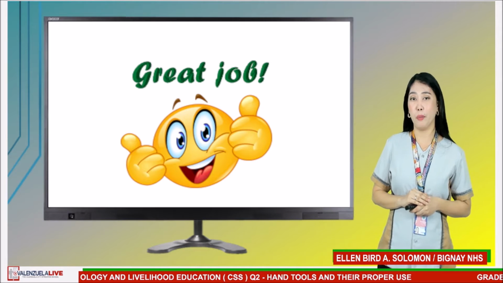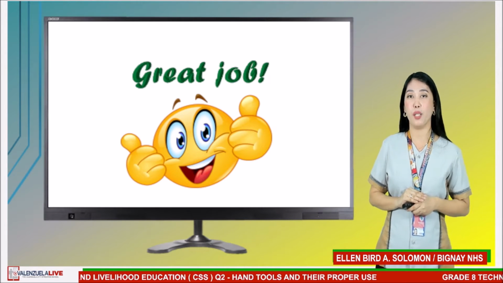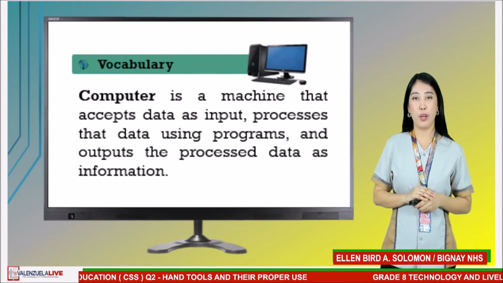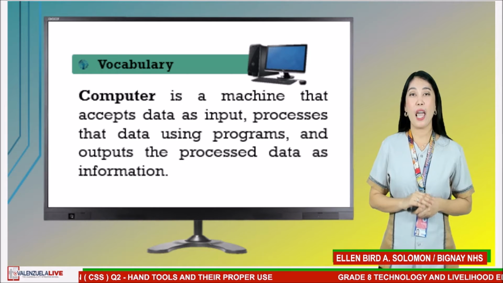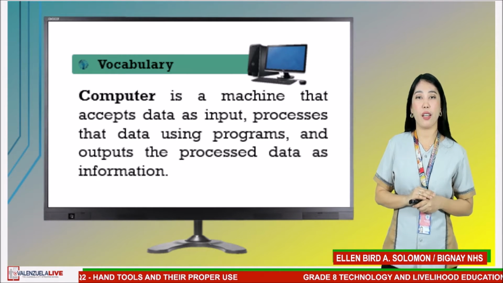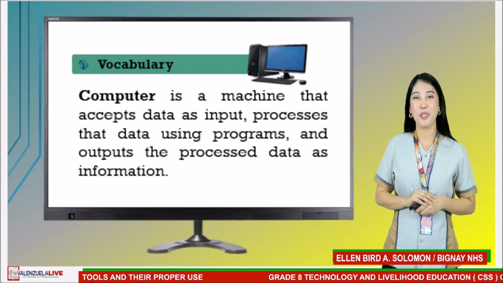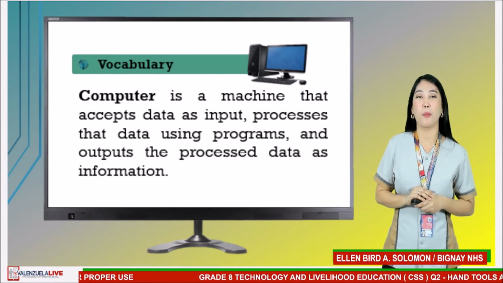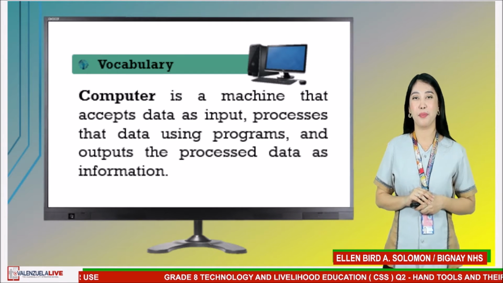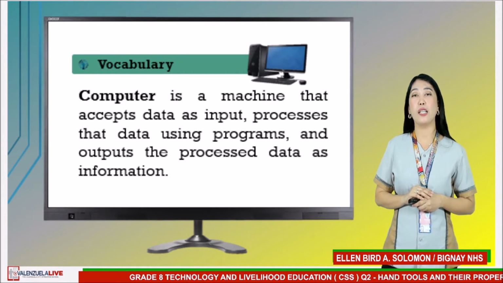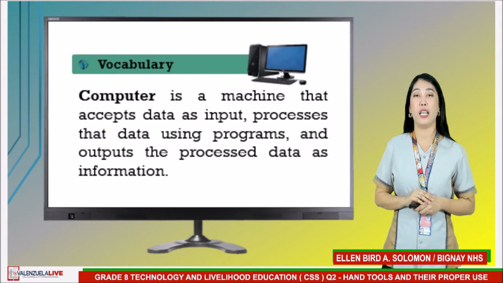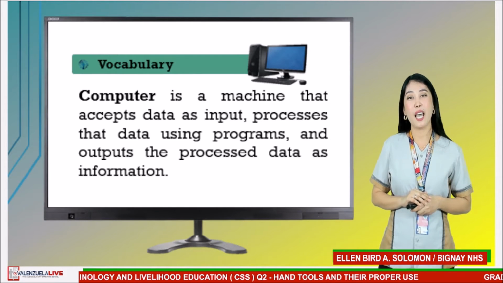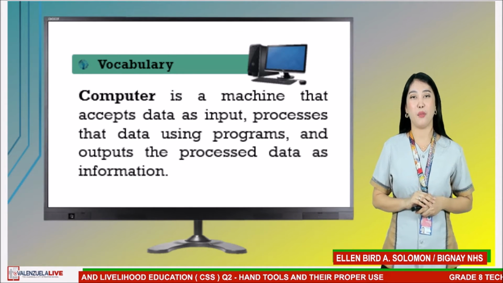Let us define some words that we will encounter as we go through. First, we have the word computer. A computer is a machine that accepts data as input, processes that data using programs, and outputs the processed data as information. Many computers can store and retrieve information using hard drives. Computers can be connected to form networks that allow them to communicate with each other.